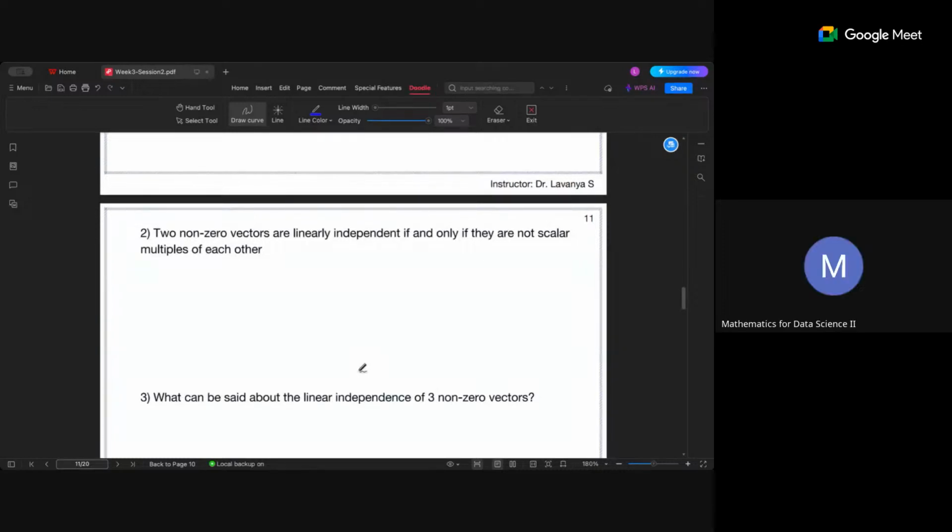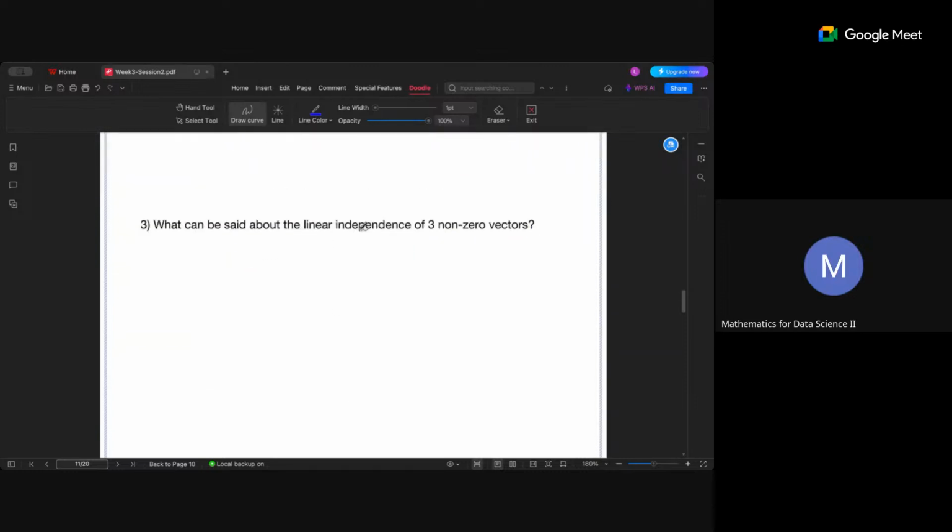Two non-zero vectors are linearly dependent if and only if they are scalar multiples of each other. Is that already known to you? We just saw that, and now we are rephrasing it for independence. So V1 and V2 are linearly independent if and only if V1 is not equal to alpha times V2 for any alpha. I'm just rephrasing it.